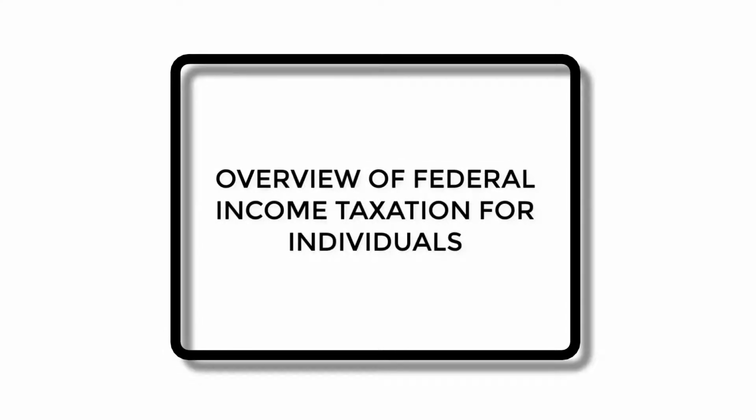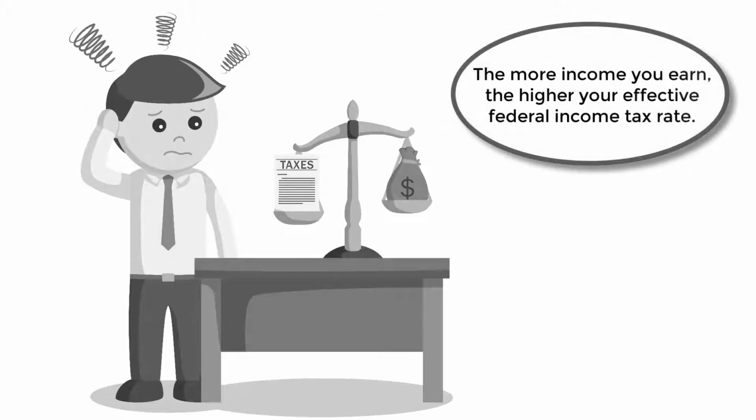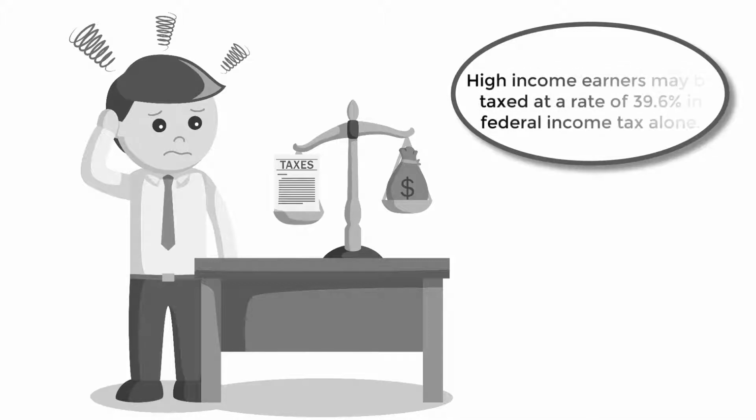Federal income taxes are assessed on a progressive level. This means that the more income you earn, the higher your effective tax rate is. The first few hundred or $1,000 you make might not be taxed at all, while high income earners may be taxed at a rate of 39.6% in federal income taxes alone, in addition to state taxes and payroll taxes.